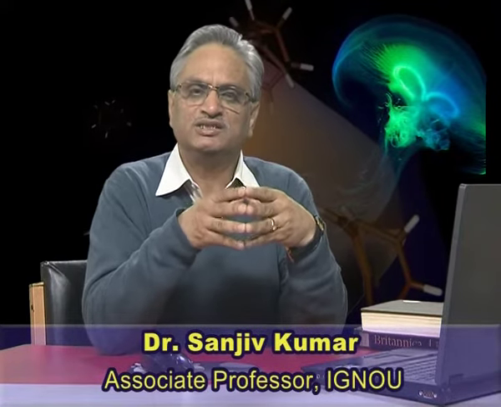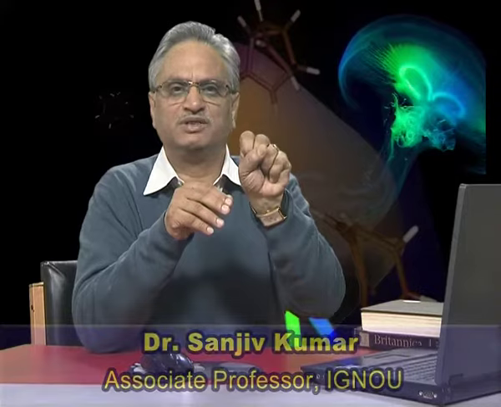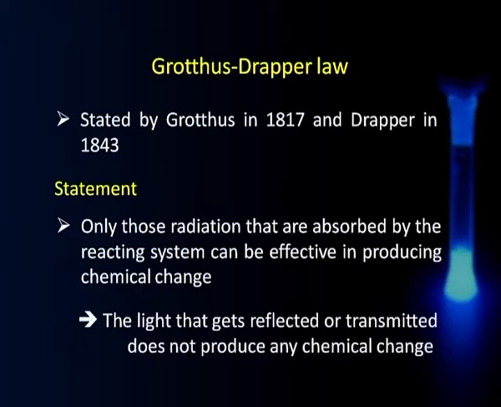The implication is that suppose I have some system and I am shining light on it. When the light falls on the system, it may get reflected, or transmitted, or absorbed. That portion which gets absorbed is the only part that causes the reaction, and the part which gets reflected away or transmitted through the system will not produce any chemical change. That is the significance of this simple-looking law, called the Grotthuss-Draper law.